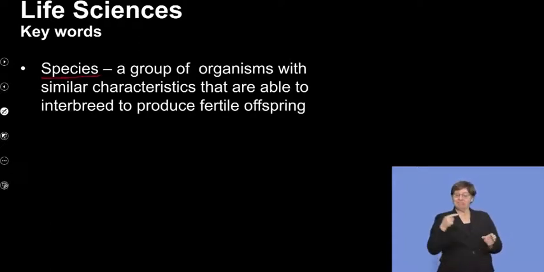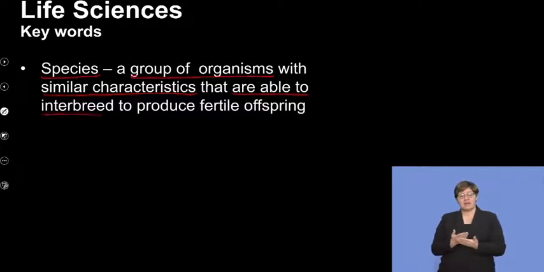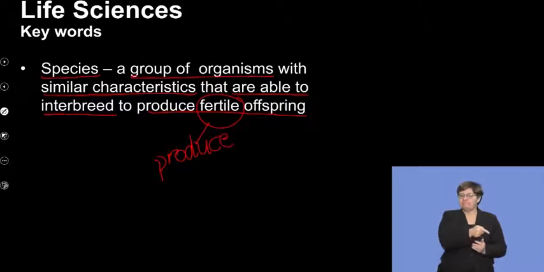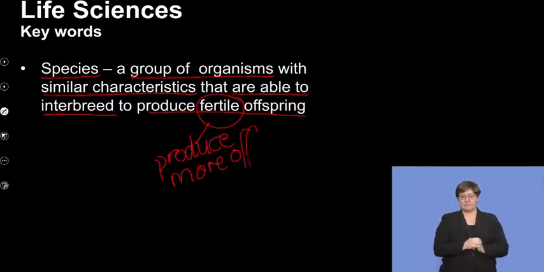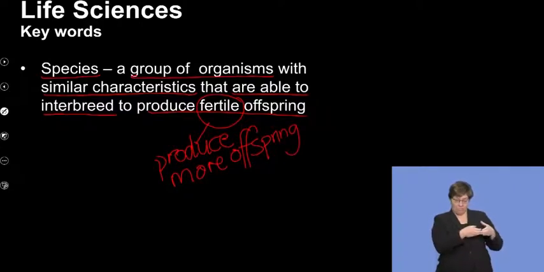A species is a group of organisms, whether plants or animals, that have similar characteristics, so there is some kind of relatedness there, and they are able to interbreed, so that's important. They produce fertile offspring, and fertile means that those offspring will be able to produce more offspring, so they can continue the species. So it's a group of organisms with similar characteristics, and when they interbreed, they produce fertile offspring.